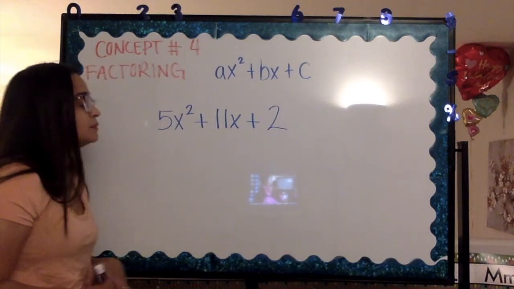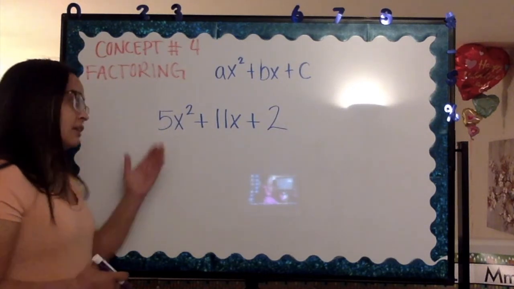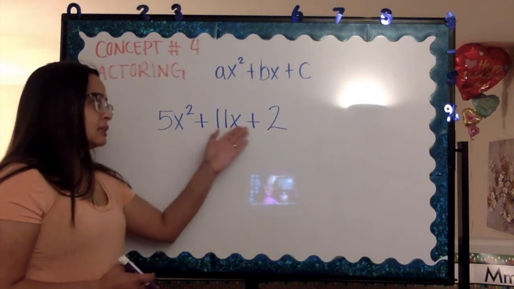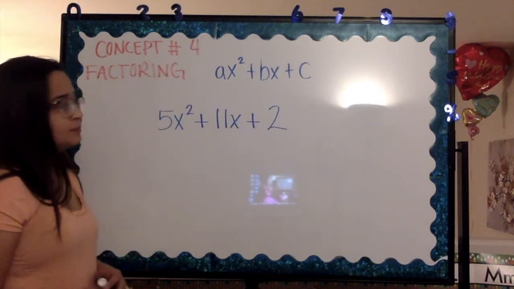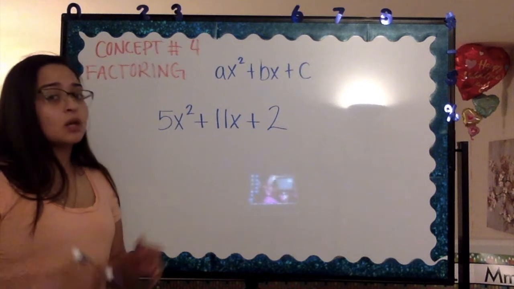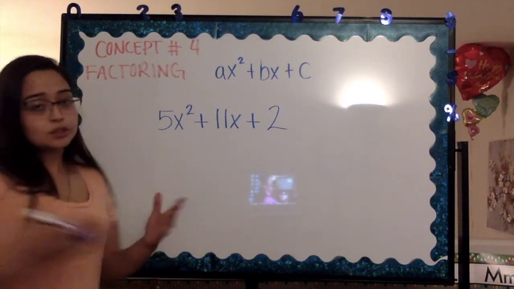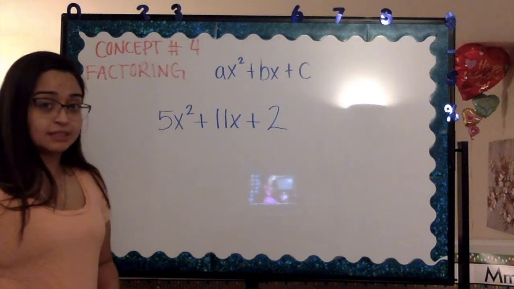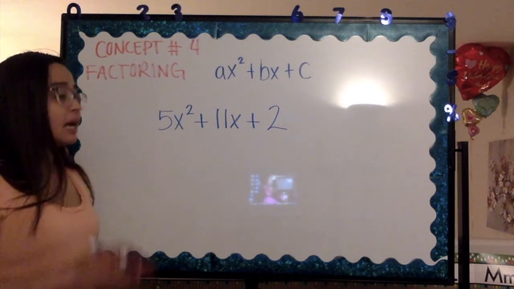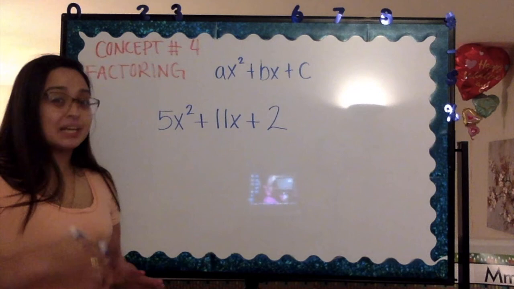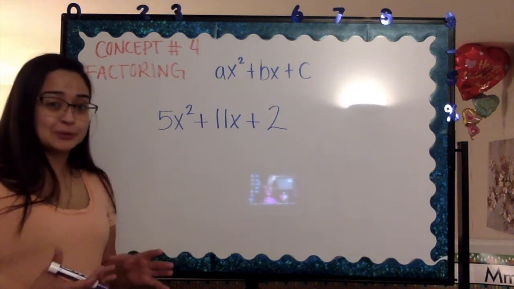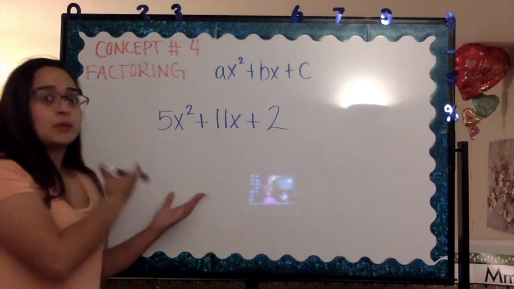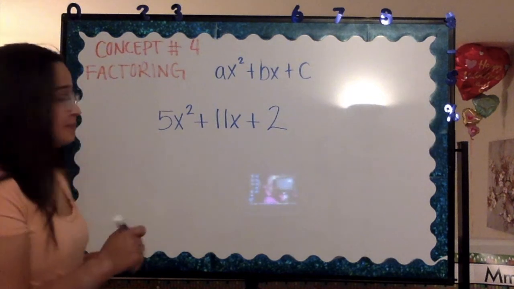Now, we have 5x squared plus 11x plus 2, okay? It's similar to the last example that we just did. I forgot to explain where I got the 23 and 2 from previously, so I'm going to go ahead and do it with this problem instead.